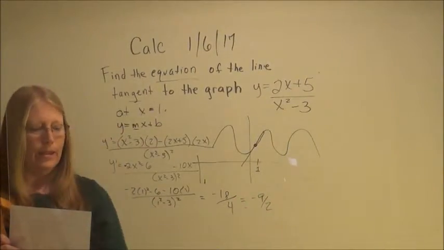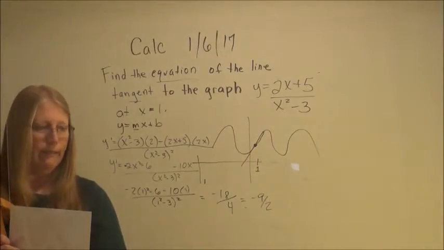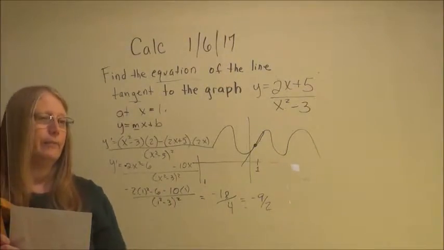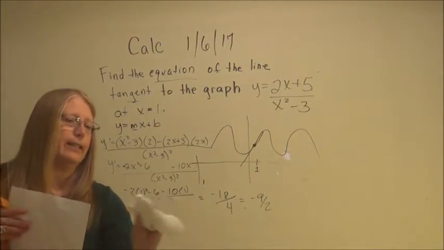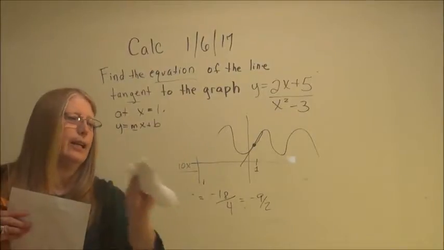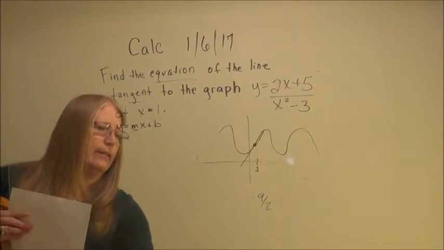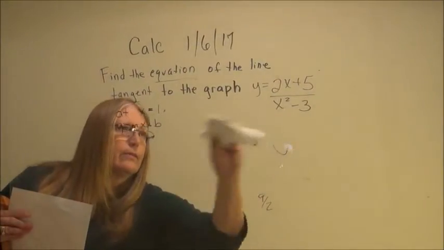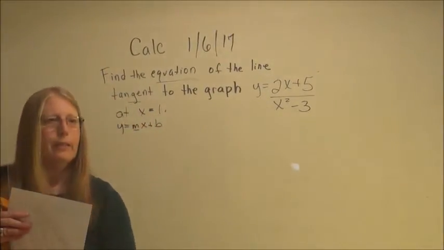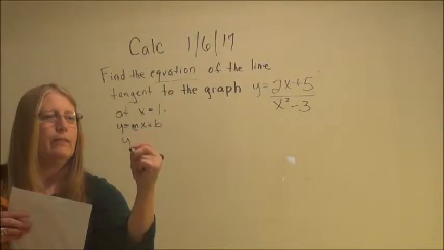All that work I'm going to erase. I found the derivative, so if you need it, pause and use it. I'm going to erase that and save the number, negative 9 halves. I'm going to put that in my function for m.